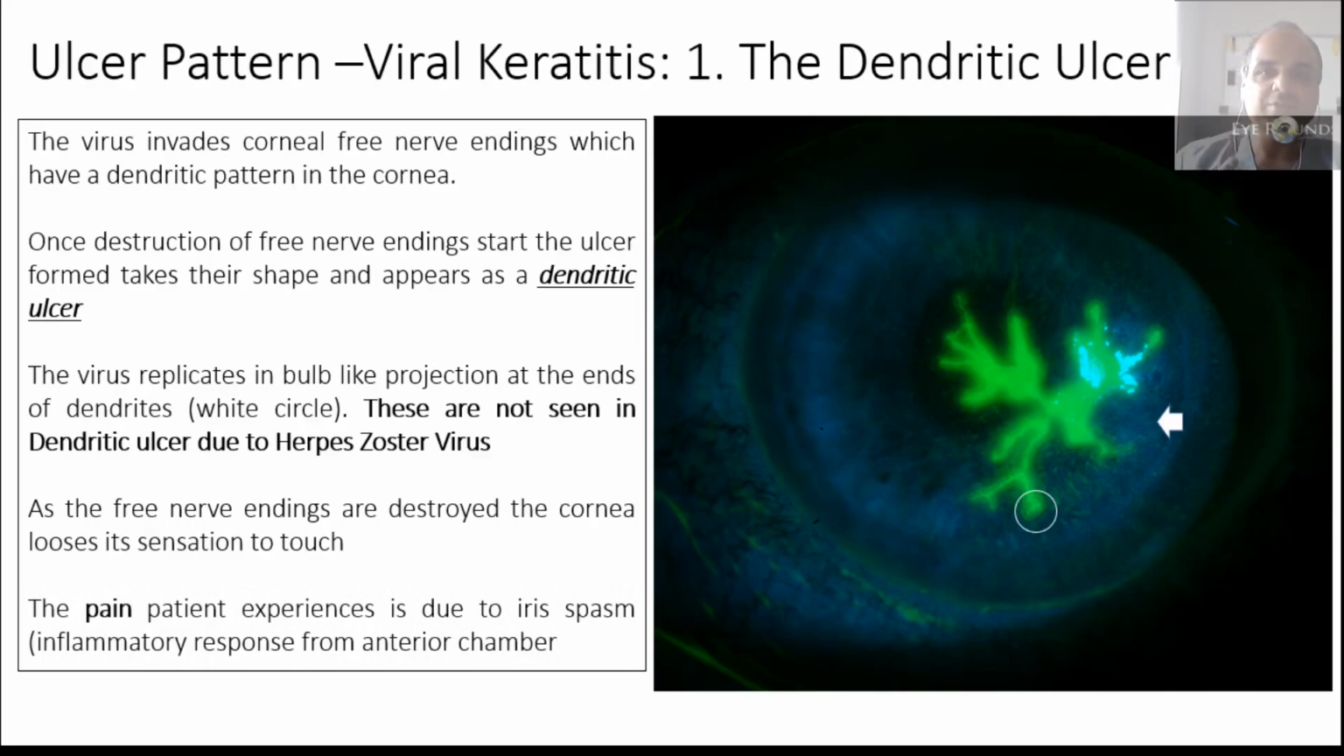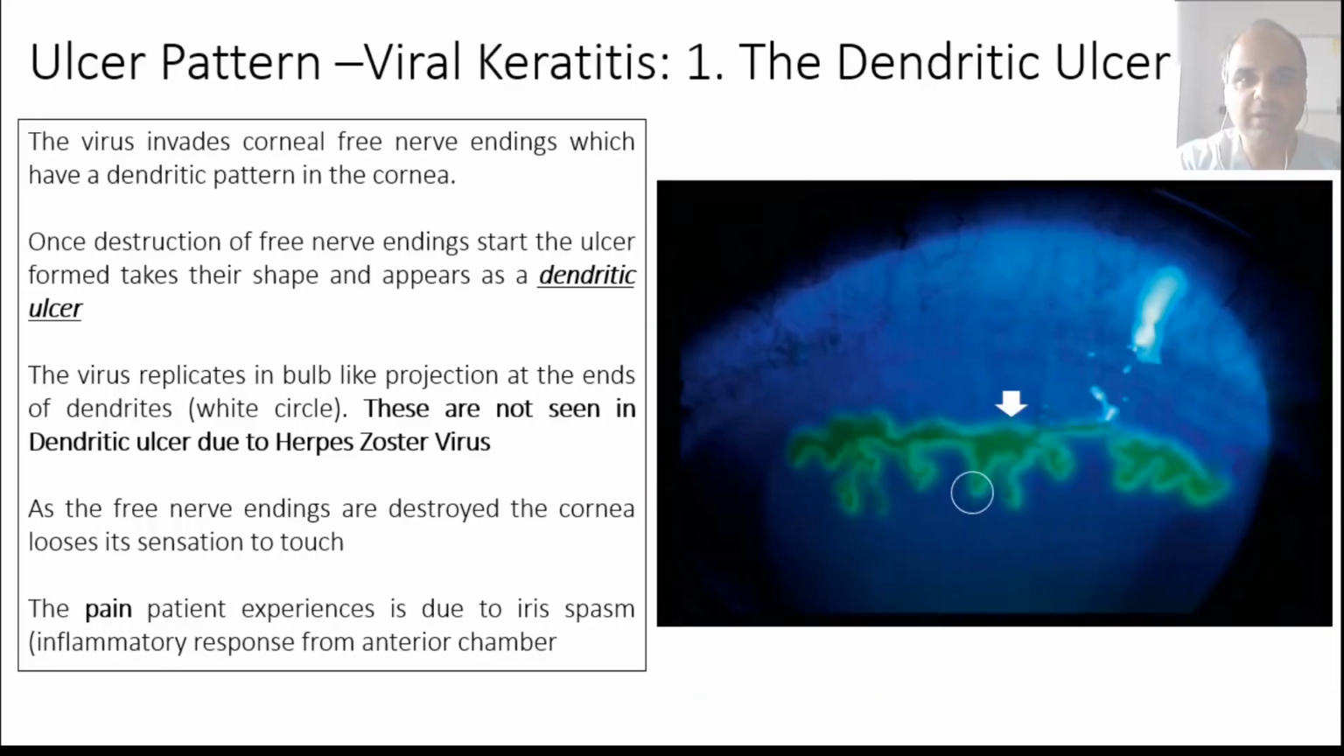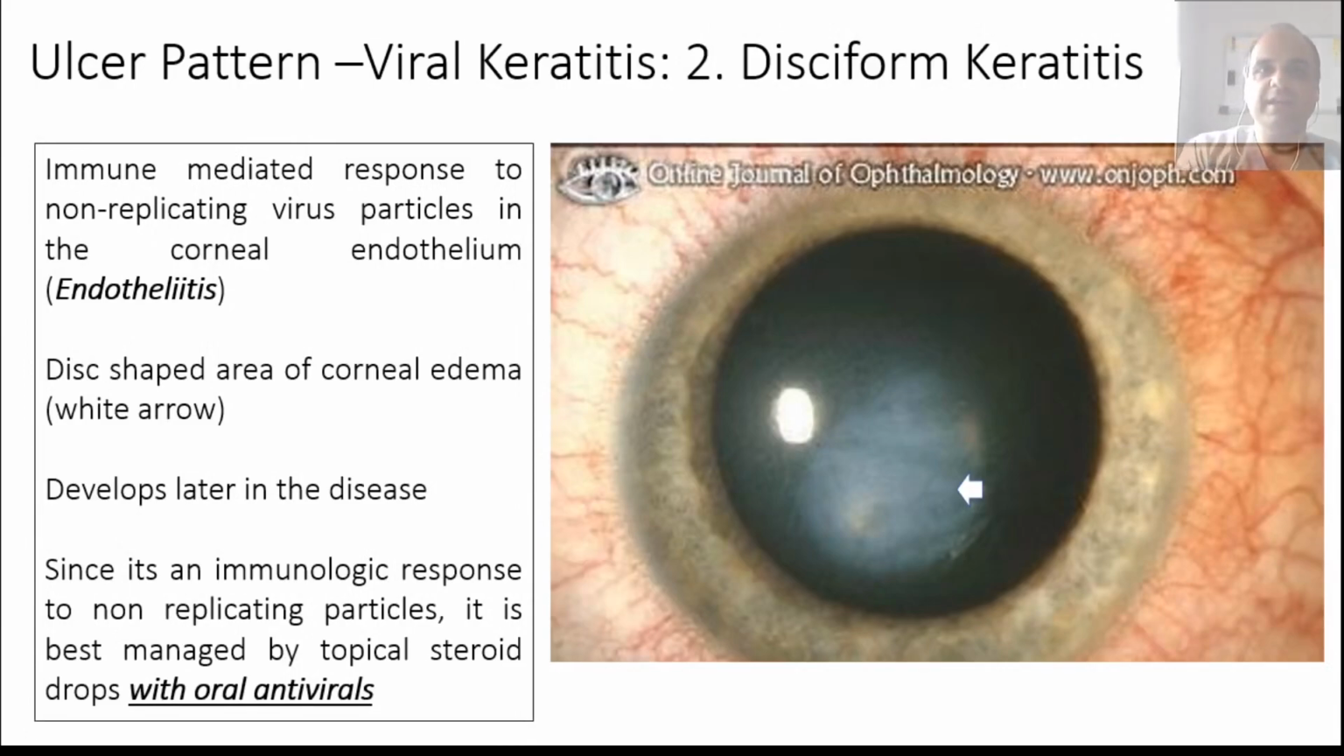So the pain that most of these patients experience is because of the destruction of the nerves, the exposure of free nerve endings while they are being destroyed, and iris spasm. This is another picture of a dendrite together with those terminal bulbs. This is another presentation of a viral keratitis.